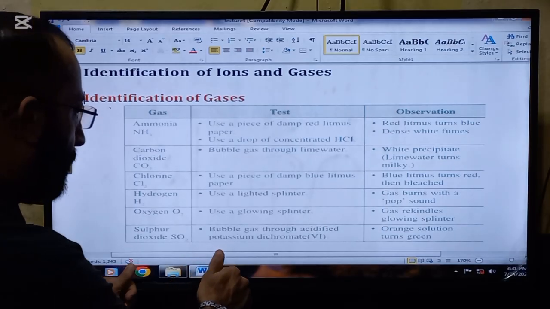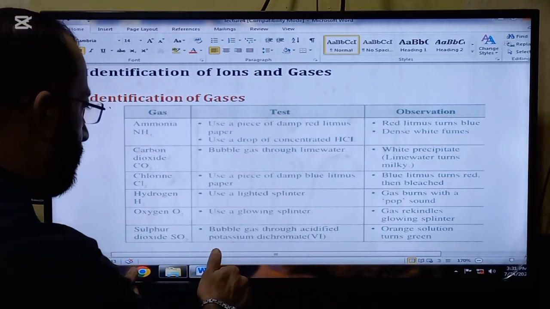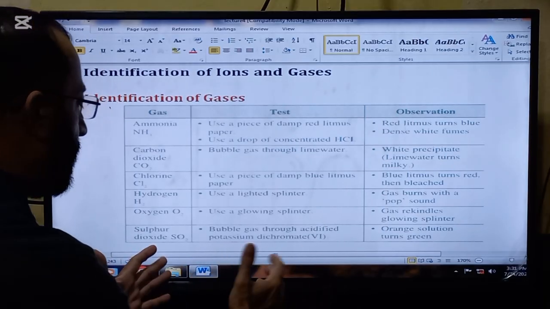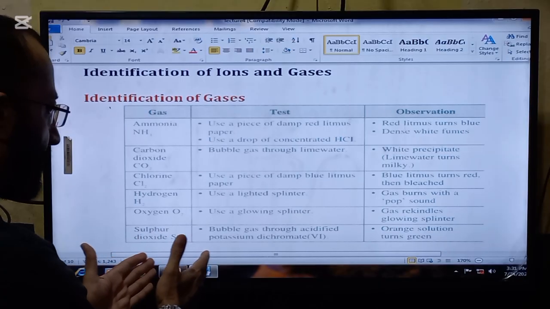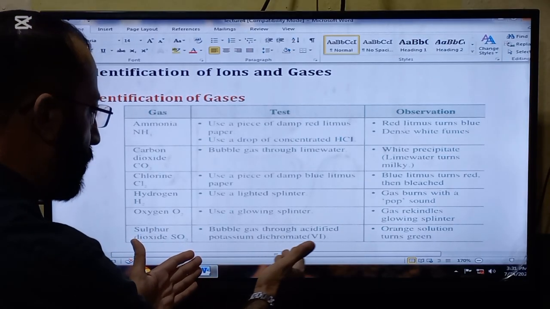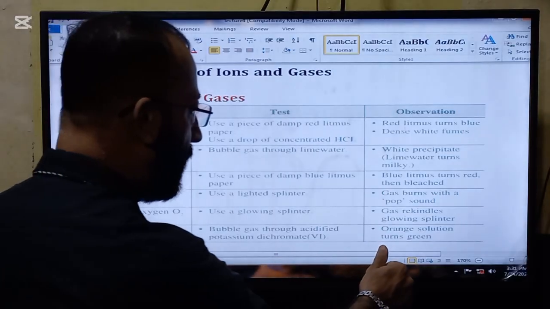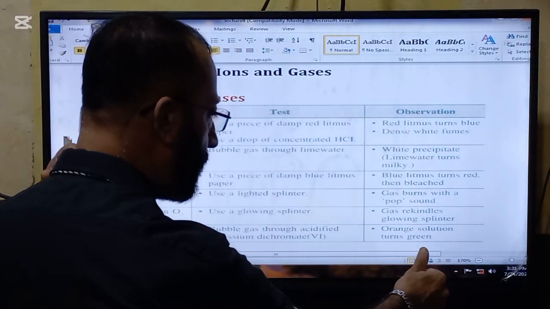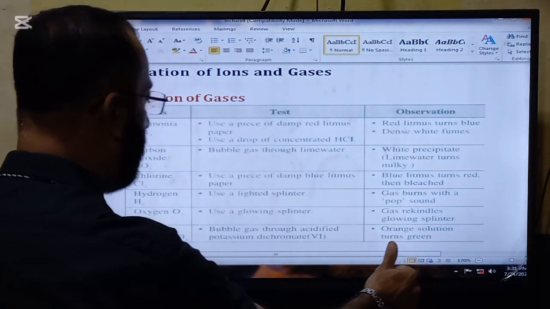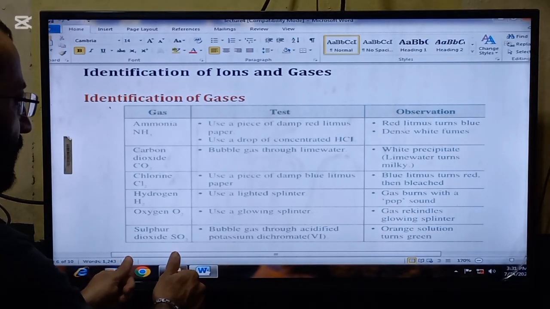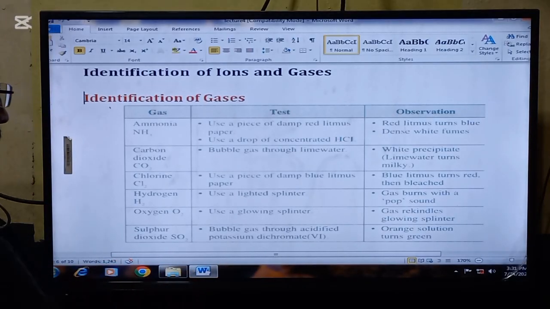Next, we are going to identify sulfur dioxide gas. If you pass sulfur dioxide through acidified potassium dichromate, and if the orange solution turns green, that will be the sign that the sample gas is sulfur dioxide gas.